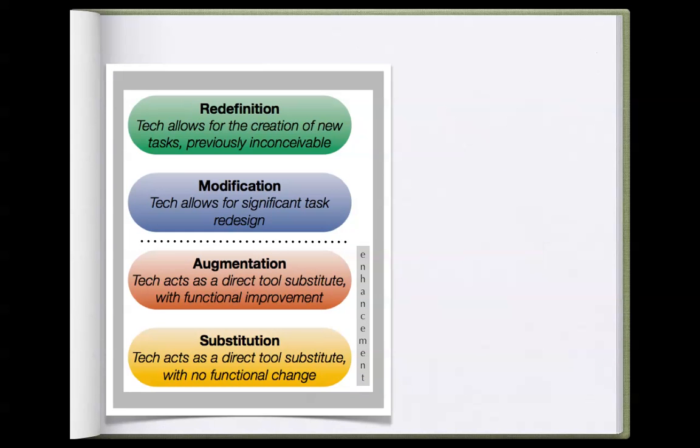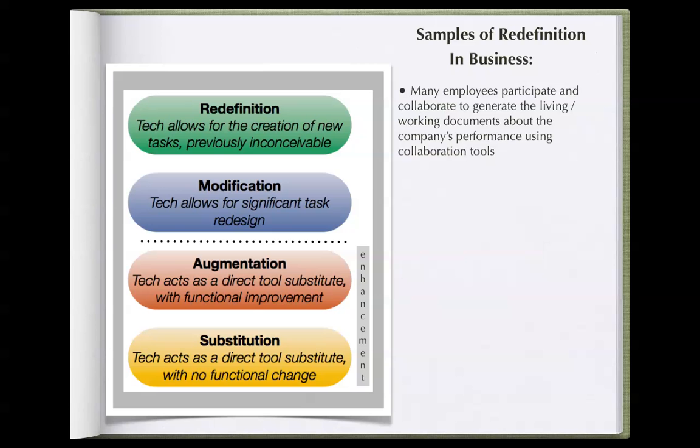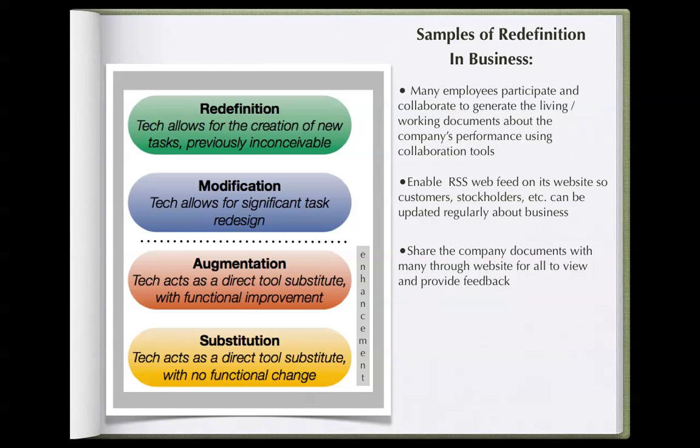At the redefinition level, the technology allows for the creation of new tasks. So in a business model, many employees can participate and collaborate to generate living documents about the company's performance using collaboration tools. The company can enable an RSS feed on its website so that stockholders and customers can be regularly updated about the business. They can share company documents with many through the website for all to view and provide feedback.